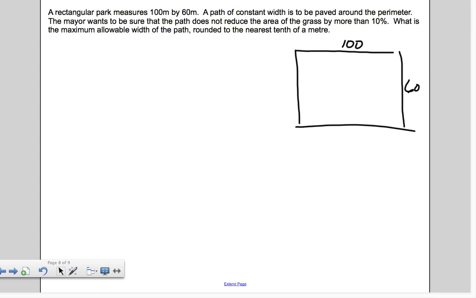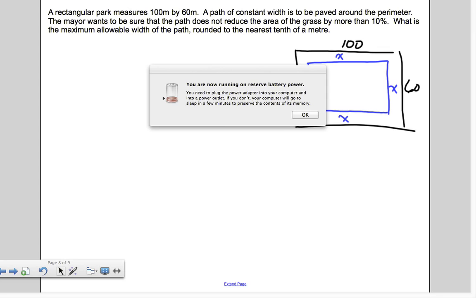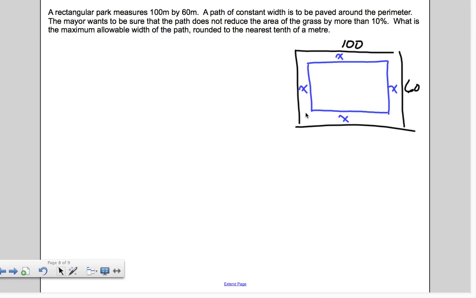So we'll put a path in this park, around the perimeter, so that's the new size park. We want to add in a path that's x wide. The mayor doesn't want that path to reduce the grass by more than 10%. So what is the area of that blue rectangle? How can I calculate the area of that blue rectangle?